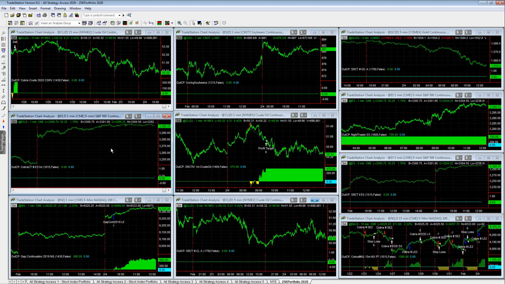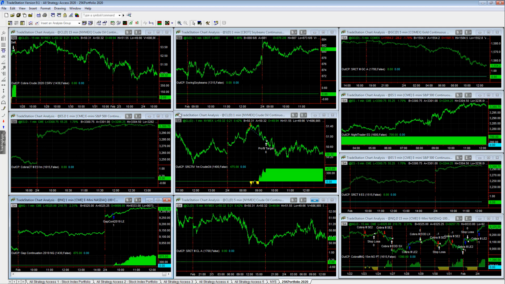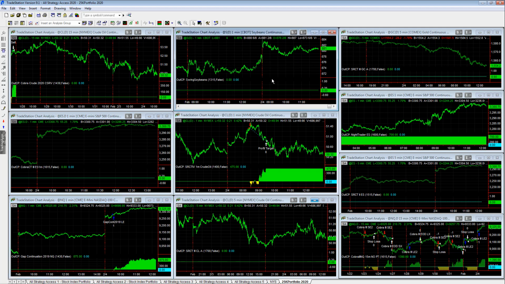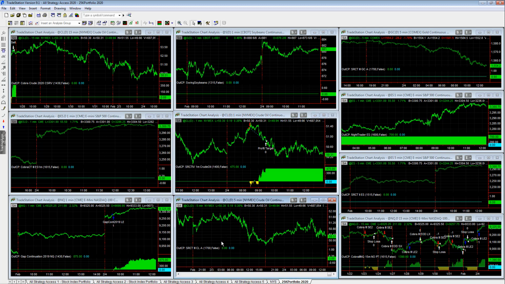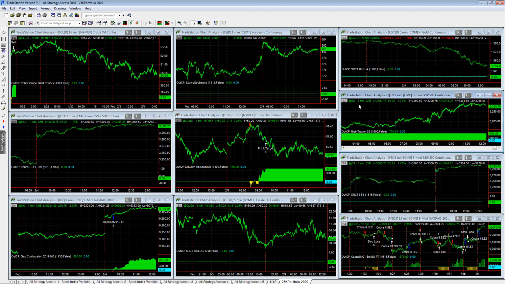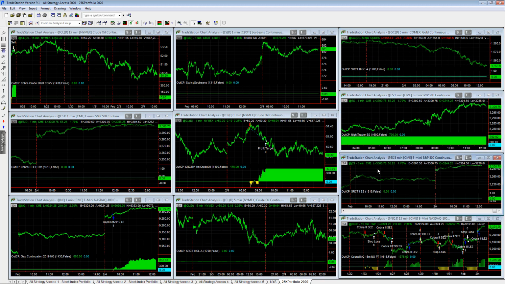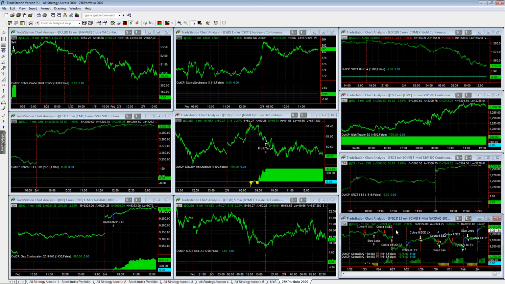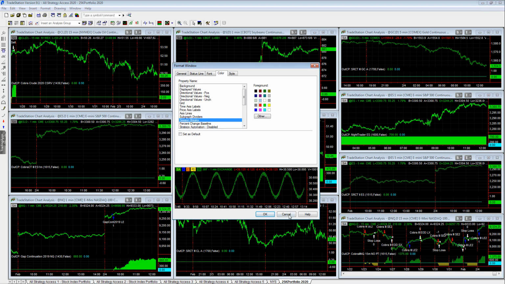So second question, day trade or swing trade? Cobra Crude's day trade, Cobra CT3 day trade, gap continuation, day trade, swing soybeans, that's overnight. SR counter trend 4 is day trade. SR counter trend 3 is a day trade strategy for both crude oil and gold. NinjaTrader is overnight as well. And these last 2, SR counter trend 2, ES, and Cobra 3 NQ are day trades.